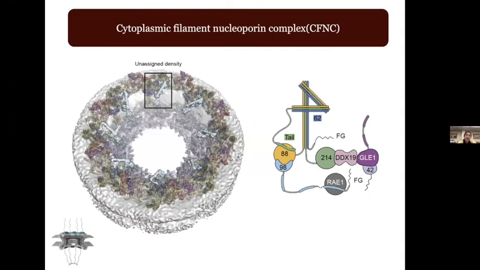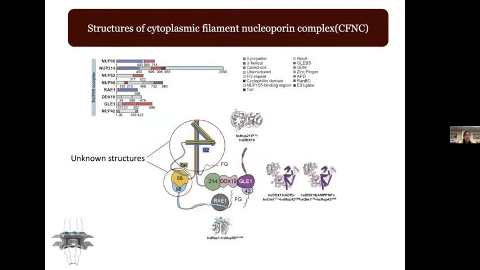After we assigned the 358, there was only one leftover density, which is kind of rod-shaped. Considering its position, we reasoned that it is the position for the CFNC. Could we do the same thing? The answer is no, because there are two structures we don't know. One is the core domains, and the other is the 88, 98, and 214 binding.